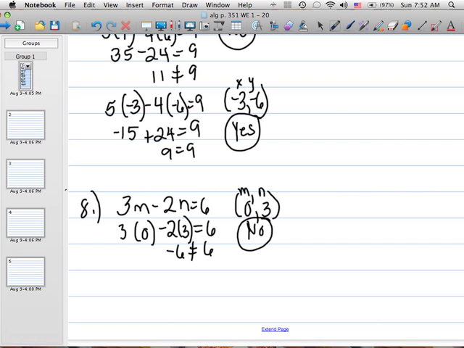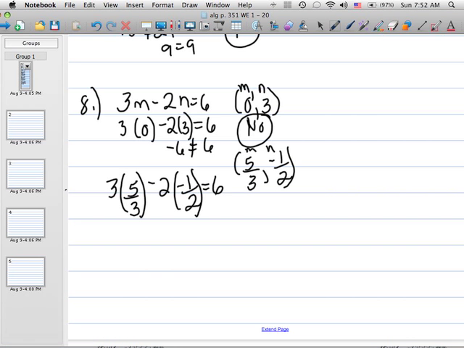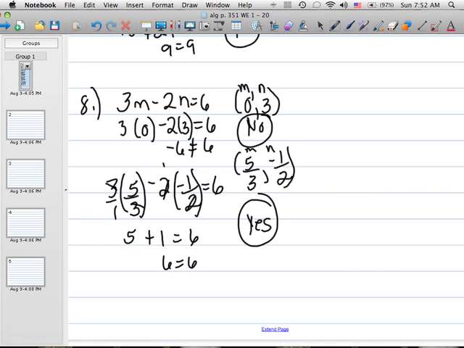Second ordered pair for m and n is (5/3, -1/2). So 3 times 5/3 goes in for m minus 2 times the negative 1/2 for n. 3's cancel, so that makes 5. A negative times a negative is positive, and the 2's cancel, which makes 1. And we get 6 equals 6, so that's a yes for the second ordered pair.